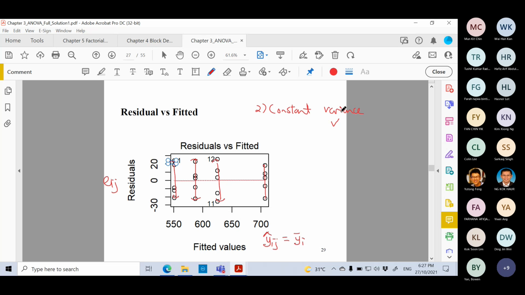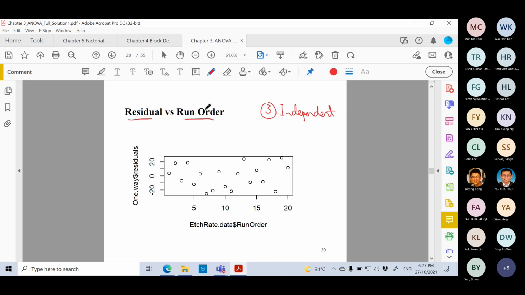Of course, in checking the constant variance, you still have another statistical test. That one is called the Bartlett test. The Bartlett test itself is also a test of whether the data has constant variance or not. So you can carry it out. If you want to view it graphically, this is the graphical plot: you plot residue versus the fitted.